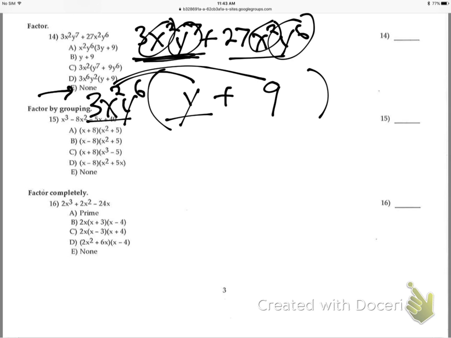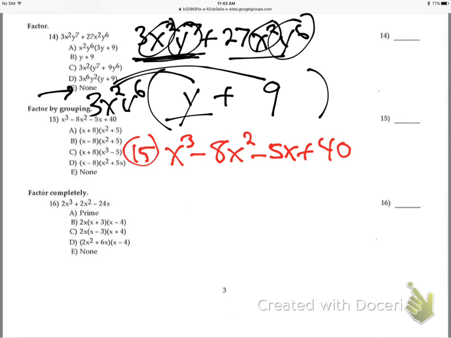Let's try number 15. I can't even read it. Let me see. So 15: x cubed minus 8x squared minus 5x plus 40.